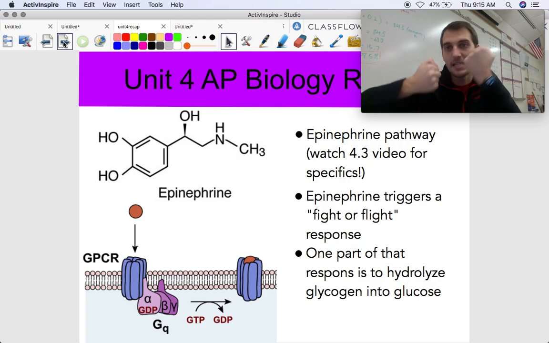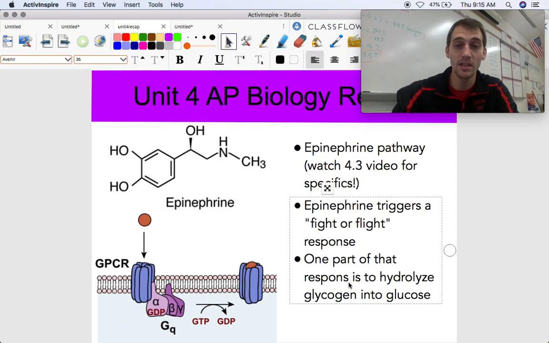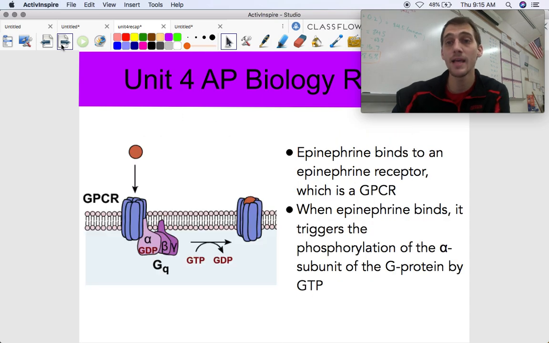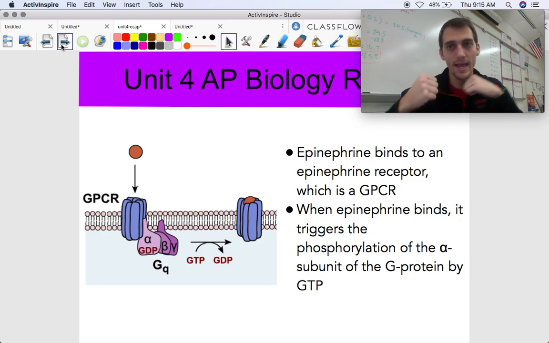It gets you ready to fight for your life or run for your life or stress out about an AP exam. One part of the response, there's a typo there, is to hydrolyze glycogen into glucose. Now, if you recall from Unit 1, glycogen is a polysaccharide. It's a stored carbohydrate, and we're going to hydrolyze that, break it down into glucose so that you have some ready-to-go glucose to make some ATP, and so that you can have a lot of energy to do your thing.